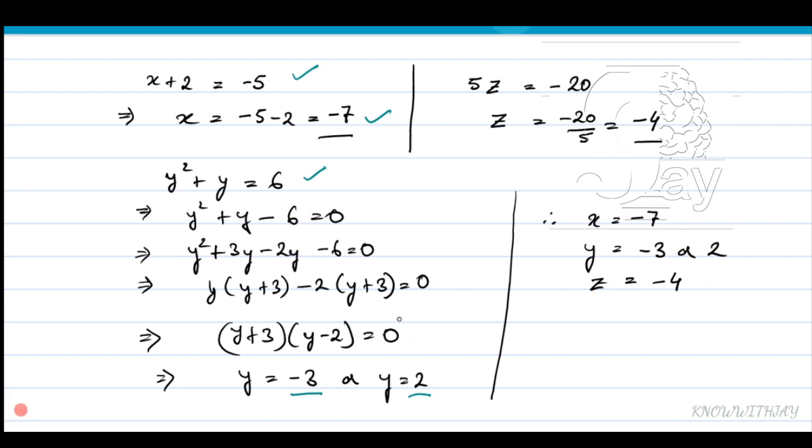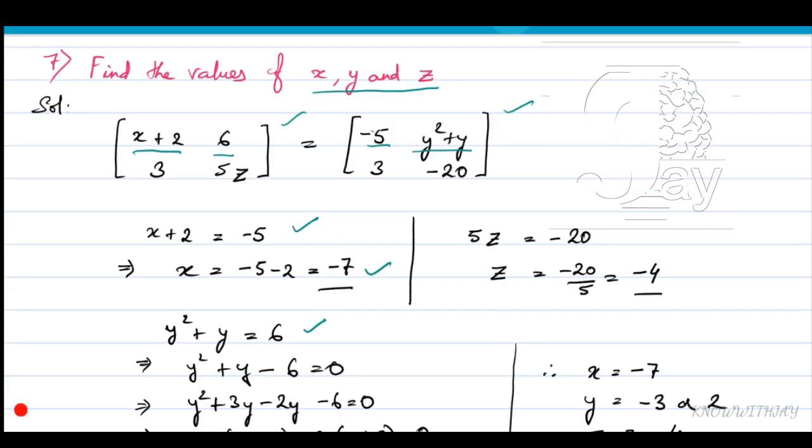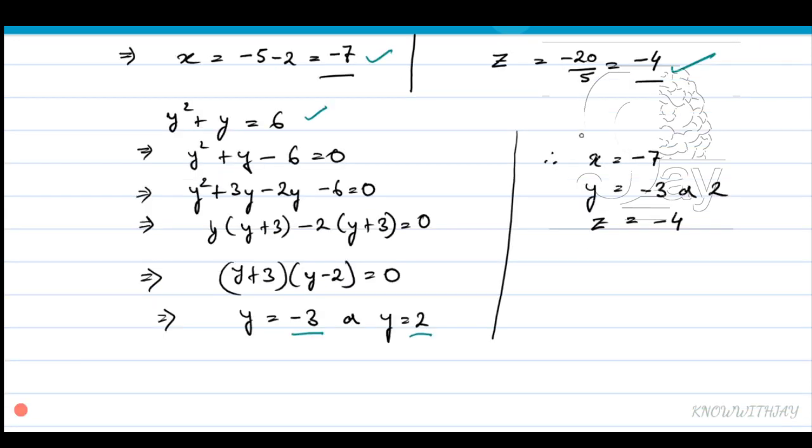Now if we compare the next element, that's the fourth element, we have 5z equals minus 20, and that's very simple. We can easily get z equals minus 4. So now we have all the values of the three variables: x equals minus 7, y equals minus 3 or 2, and z equals minus 4.